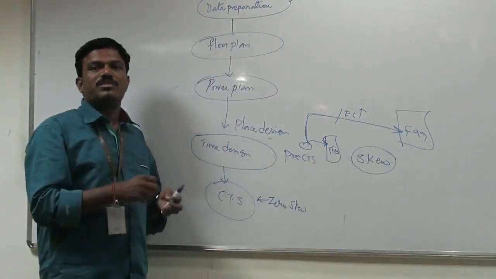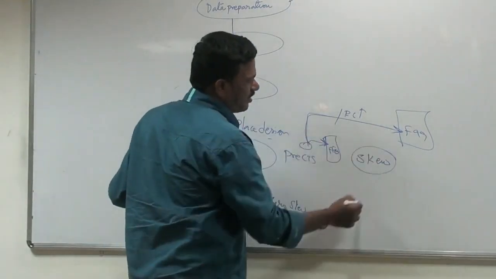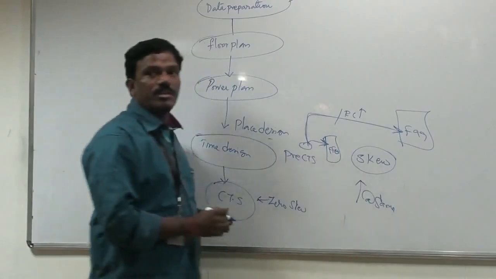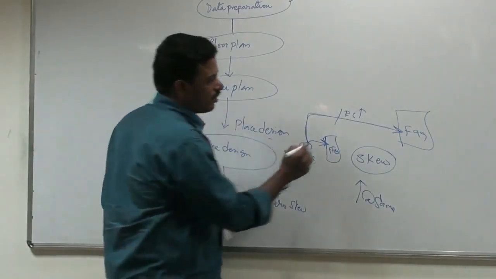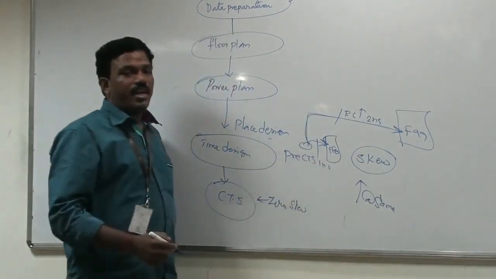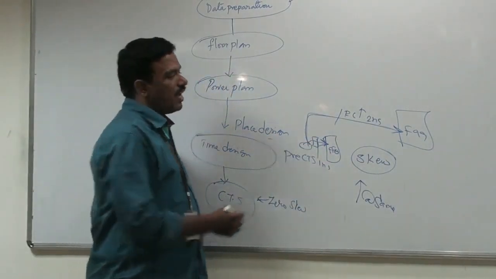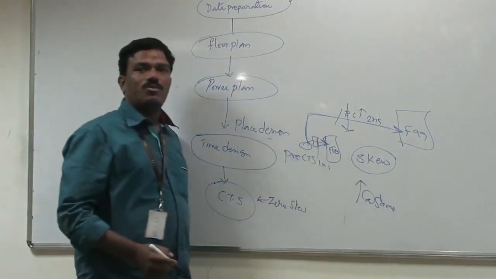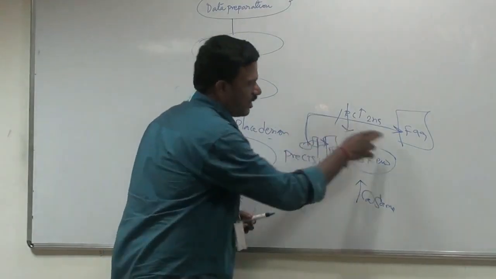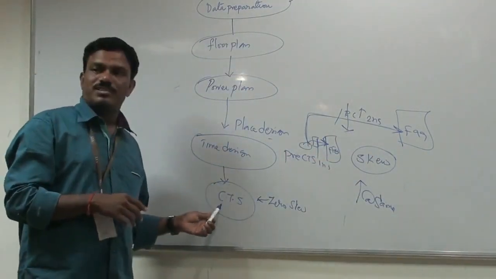We have to optimize this skew. We need to make sure that all your flops take the clock at the same time. Suppose this fellow takes 2 nanoseconds, this fellow takes 1 nanosecond. Either you introduce a delay here of 1 nanosecond, or reduce this delay by 1 nanosecond, so that your clock reaches f of 0 and f of 99 at the same time. That process is called CTS.